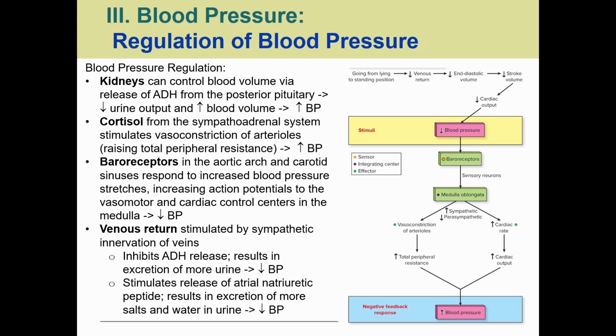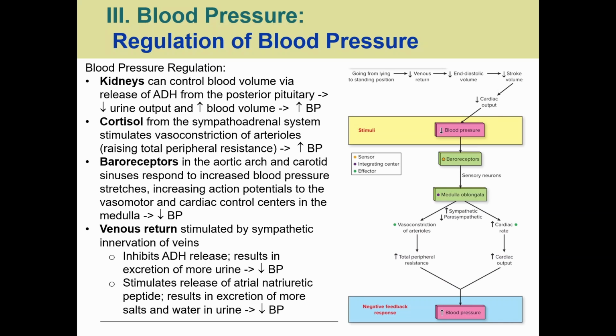So what can regulate blood pressure? So the kidneys can. We talked about this just in the last video and a couple times before, where the kidneys help control blood volume, and blood volume is related to blood pressure. The higher the blood volume, the higher the blood pressure, generally speaking. Cortisol, so this is going to be a hormone coming from the adrenal glands. This is going to stimulate vasoconstriction, which is going to increase blood pressure.